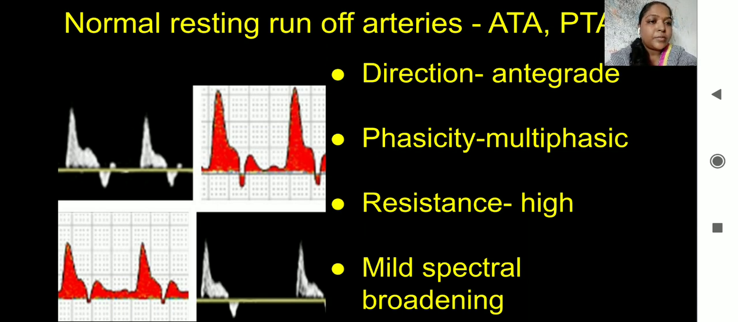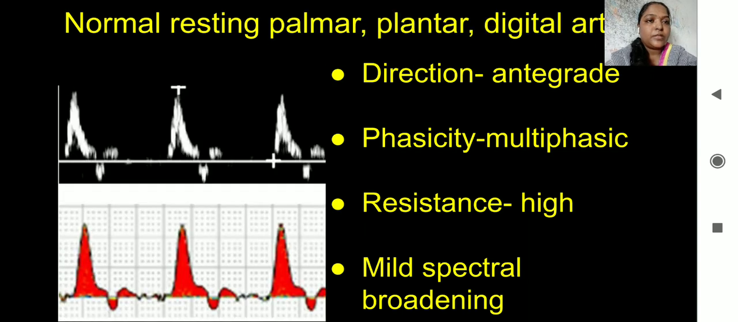There will be mild spectral broadening. This is due to mild reduction in the lumen of the vessels. The normal resting palmar, plantar or digital arteries will have antegrade multiphasic high resistance waveforms with mild spectral broadening. Again, this is due to the smaller size of the arteries.